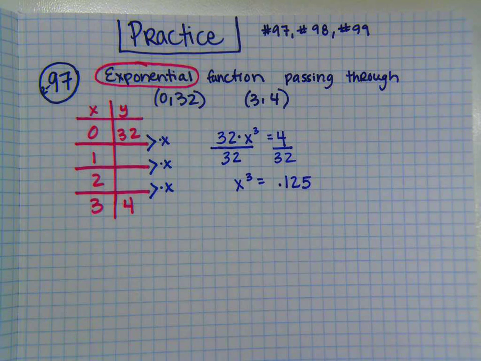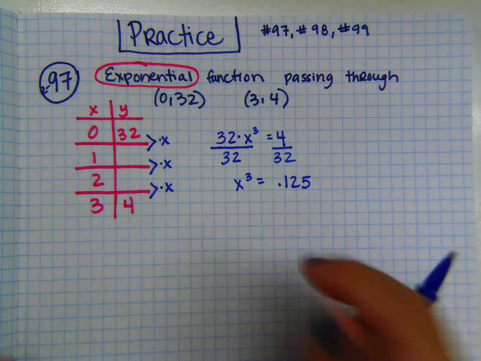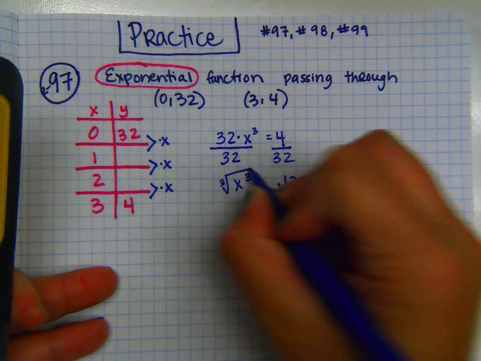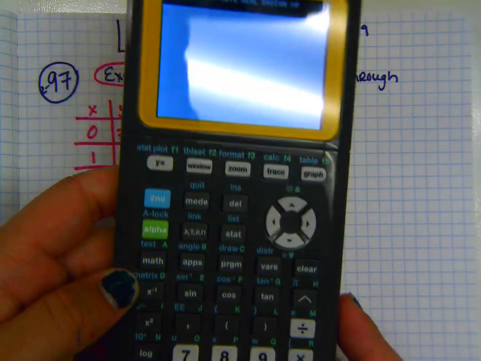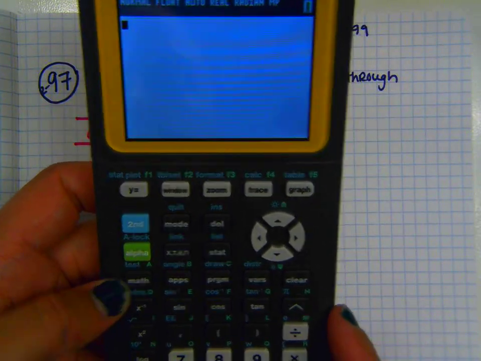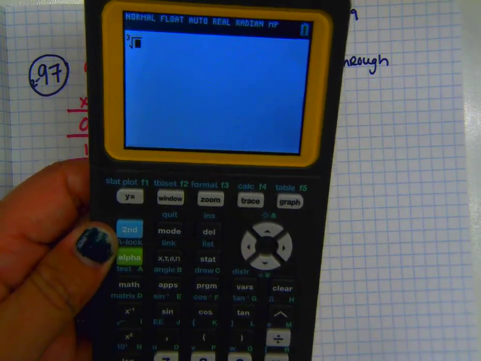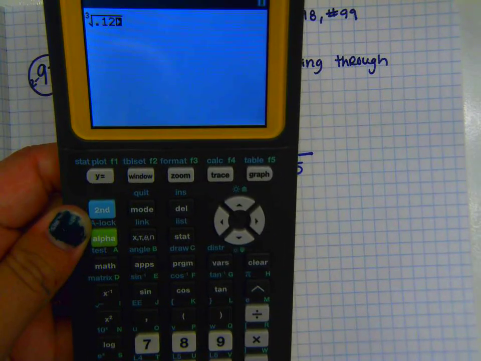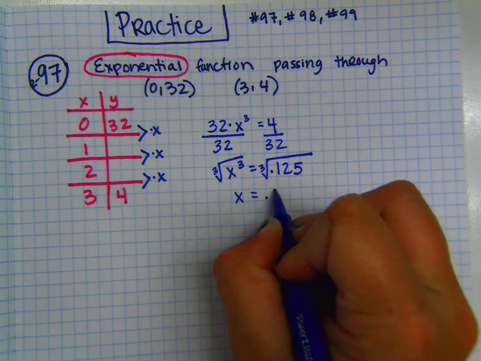Now right here is where a lot of people make a mistake. People will square root this. The problem with that is that's a cube. That is not a square. So in order to get rid of that, you have to cube root it, with a little 3 out there. The way you do that is in your calculator. If you have one of these, you just press math and you go down to the little guy with a 3 in front of it. Then I'm going to put 0.125, and the answer is 0.5. So x equals 0.5.